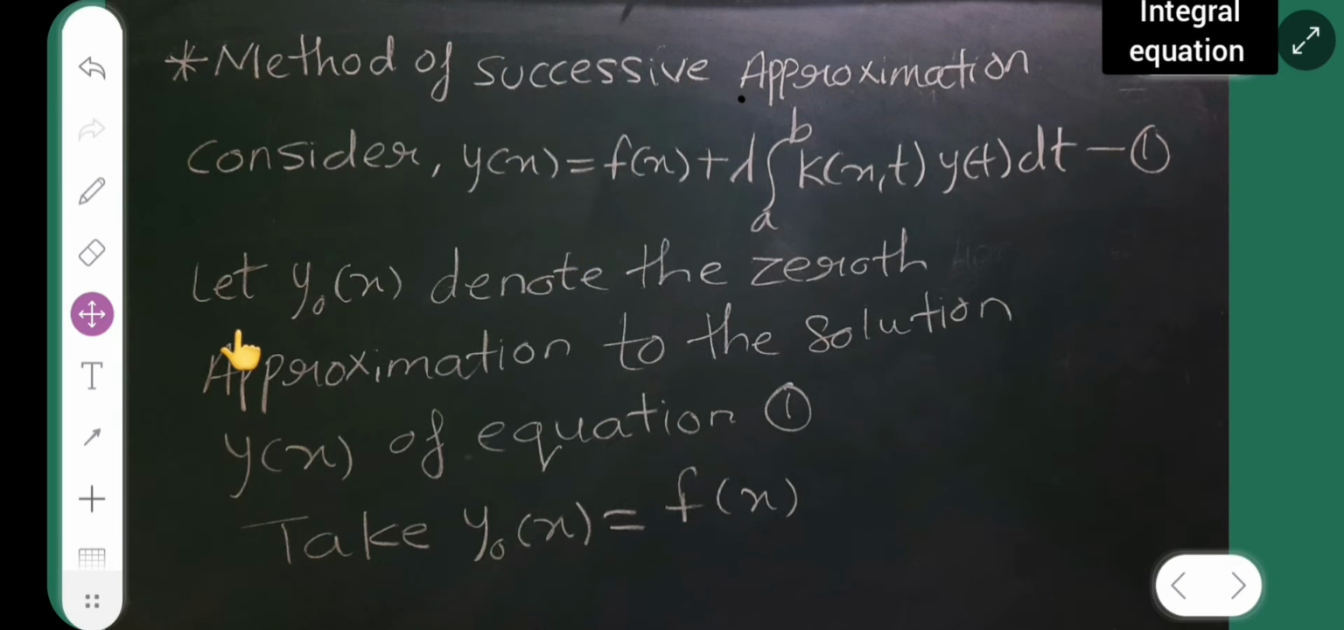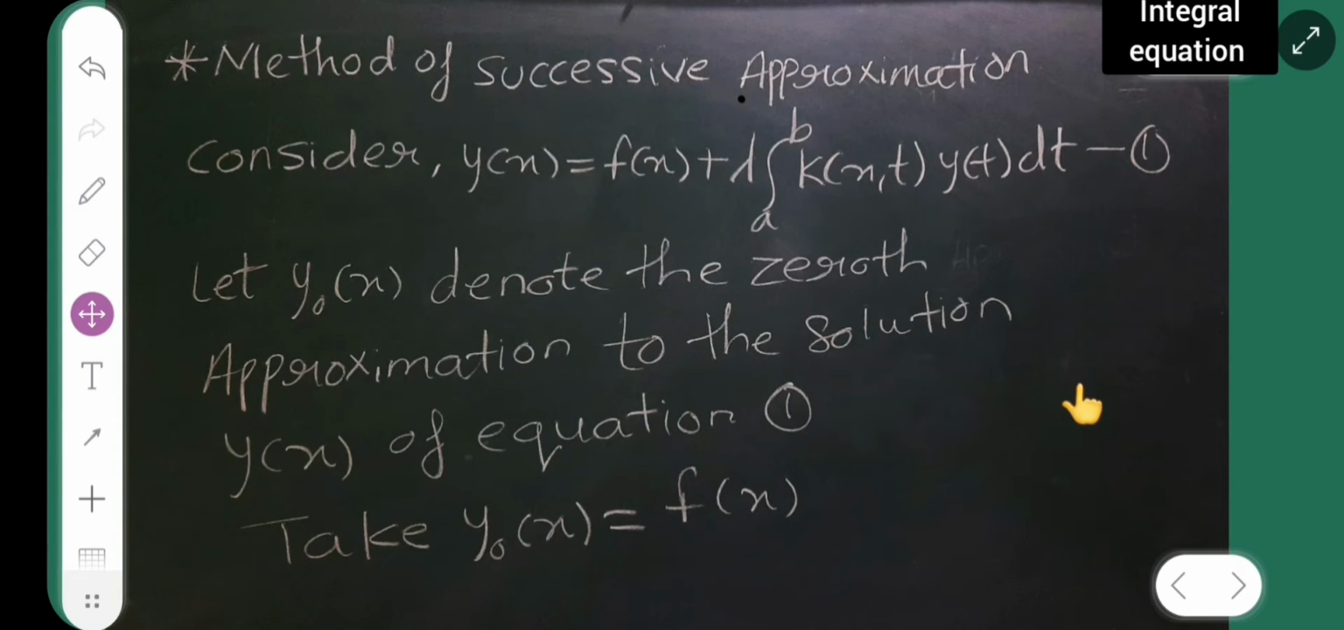So now let y naught of x denote the zeroth approximation to the solution y of x of equation 1. Now take y naught of x is equal to f of x. This is my zeroth approximation.